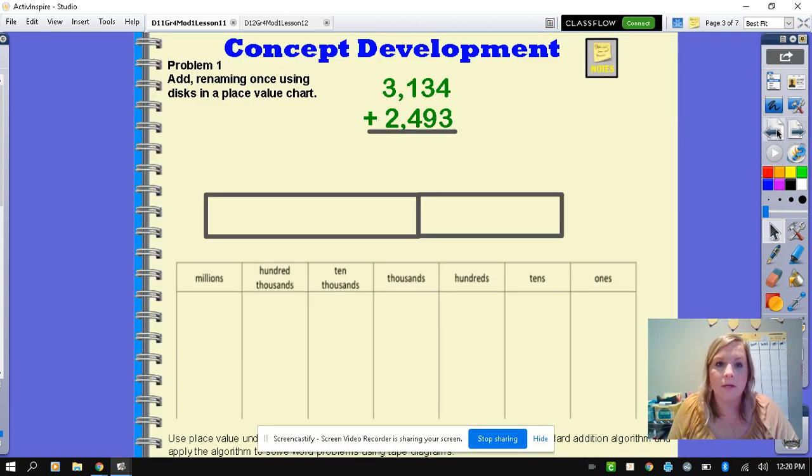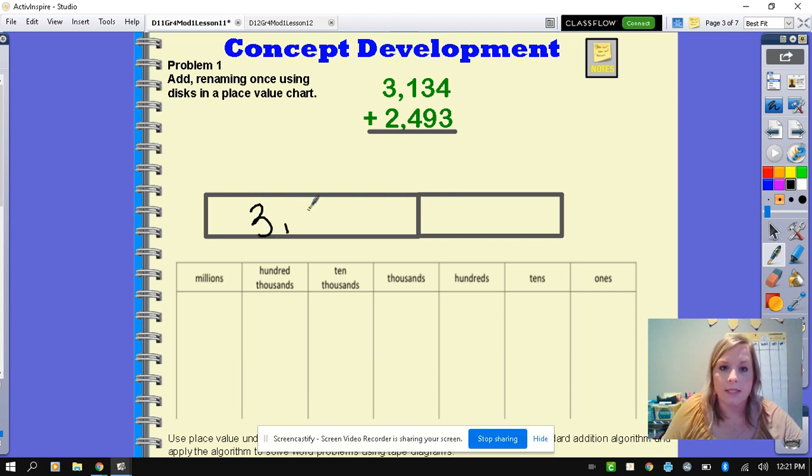And here we go. We're going to start here. We're going to add renaming, and then we're going to put the numbers in our place value with discs, and then we're going to go ahead and solve the standard algorithm as well. So we are adding 3,134 plus 2,493. The very first thing I'm going to do is put this in our tape diagram.